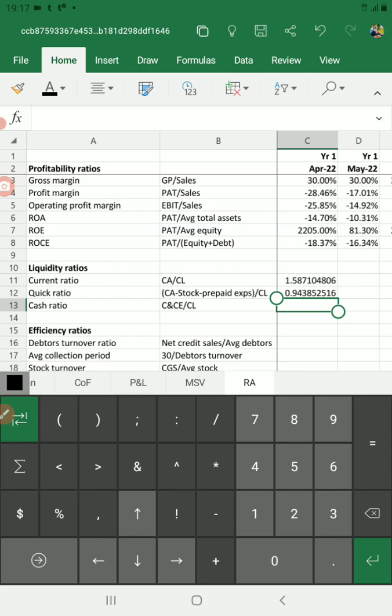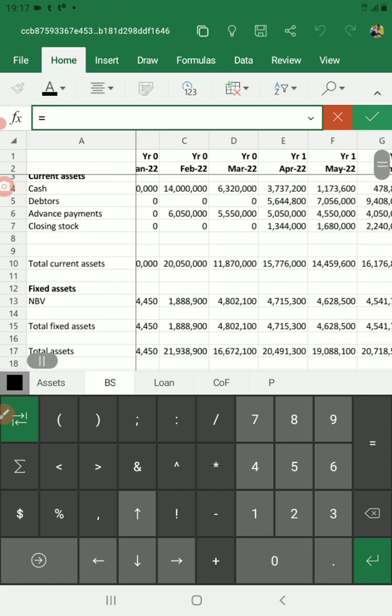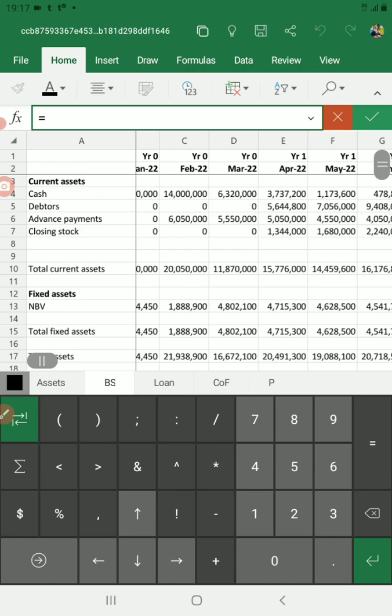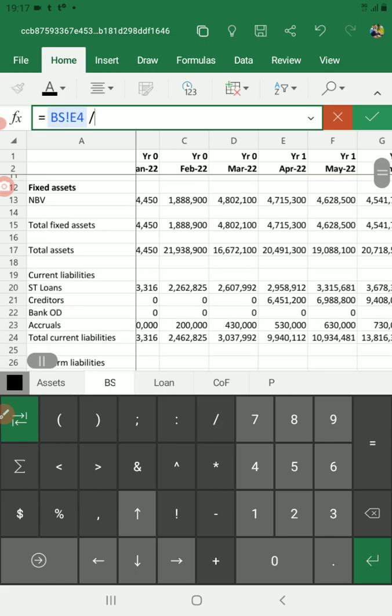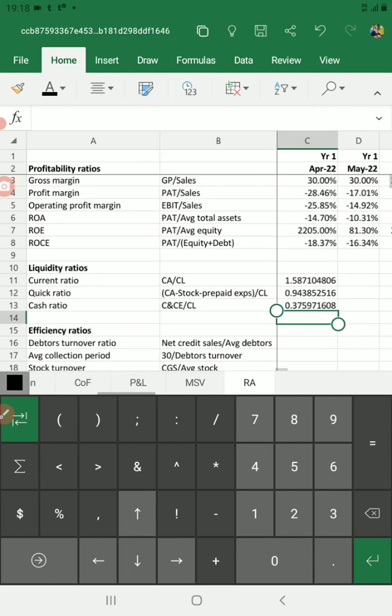So we have our ratio there, and then the cash ratio, cash and cash equivalents. In our case, it is, of course, again in our monthly balance sheet. So start with an equal sign, go to our balance sheet here, cash and cash equivalents in April is in this cash figure. Okay, and then you divide it by total current liabilities, this figure. Press enter. So we have our ratios there.